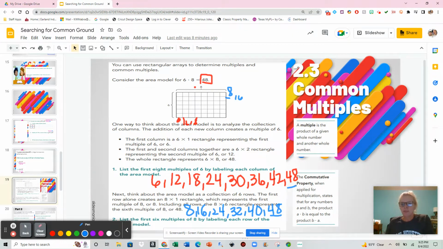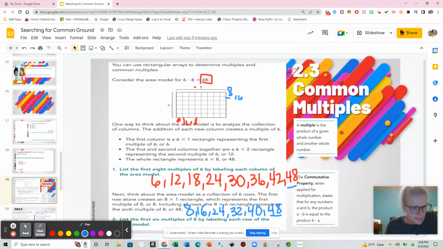Okay, let's look over here where it says some vocabulary words. A multiple is the product of a given whole number and another whole number. Product means to multiply. The commutative property, when applied to multiplication, states that for any numbers A and B, the product A times B is equal to the product B times A. Commutative just means that those are going to switch places.